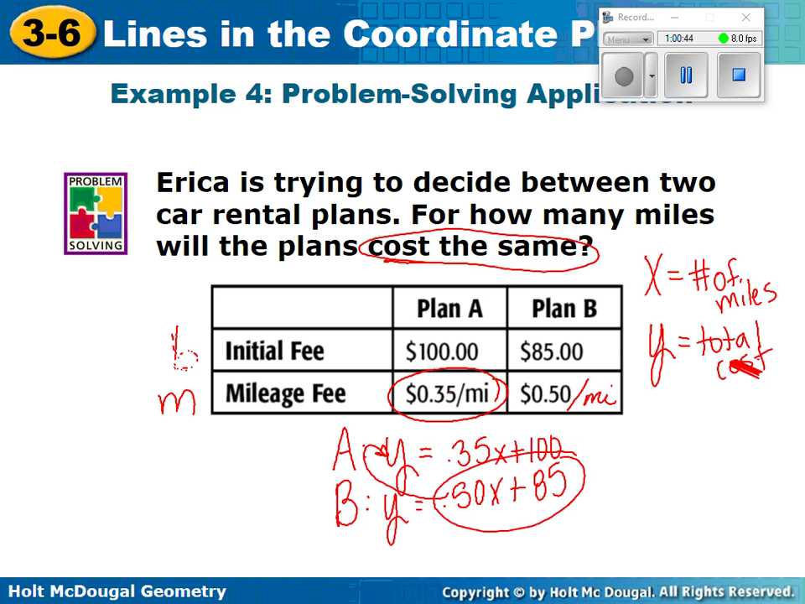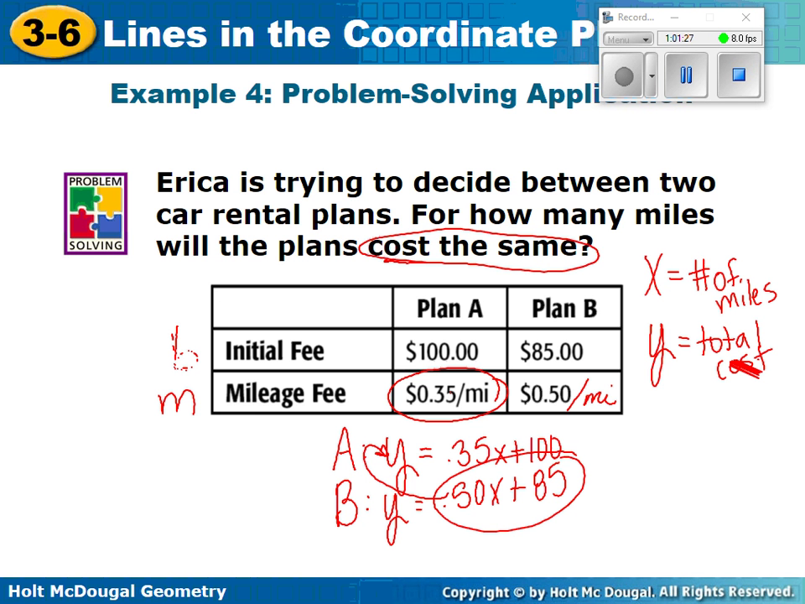I'm going to do it on the board over here because my whiteboard keeps messing up. So let's solve here. So we have 0.35x plus 100 equals 0.50x plus 85. Be very careful with your decimals. What would I do here to solve? Subtract what? 0.35x or 85. Doesn't matter, right? So I'm going to subtract this 0.35x so I don't end up with a negative. Is that okay? All right.